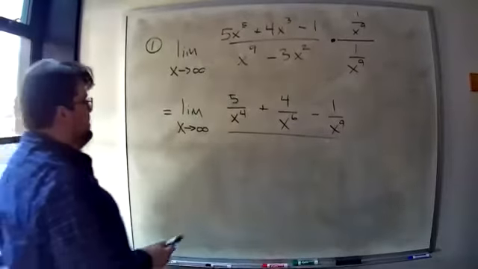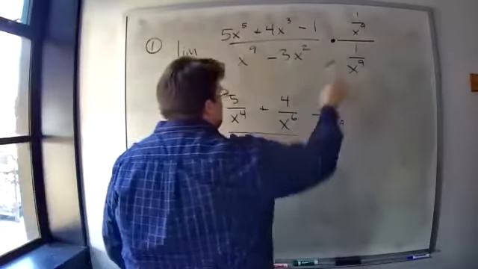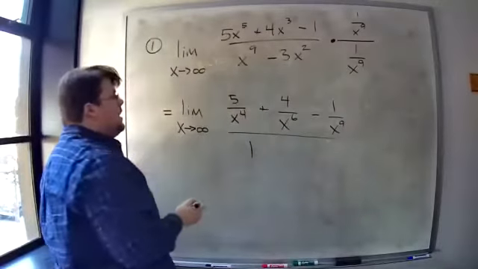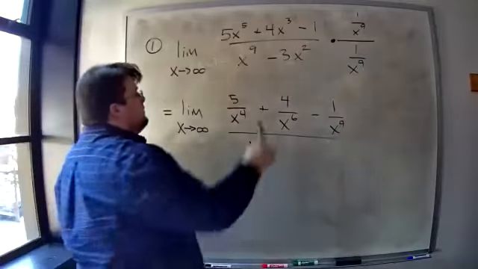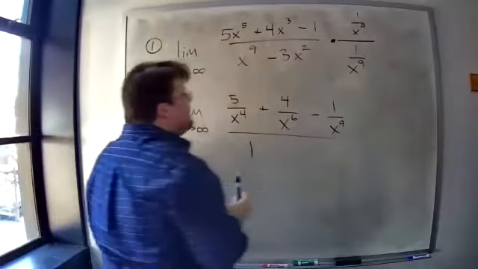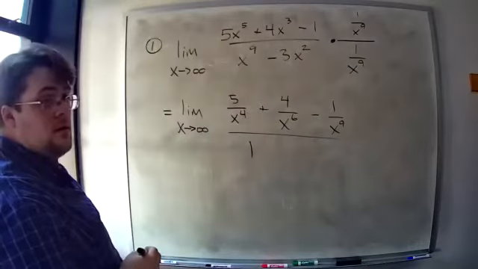And now we do the same in the denominator, but here notice x to the 9th over x to the 9th is just 1. Negative 3 x squared.